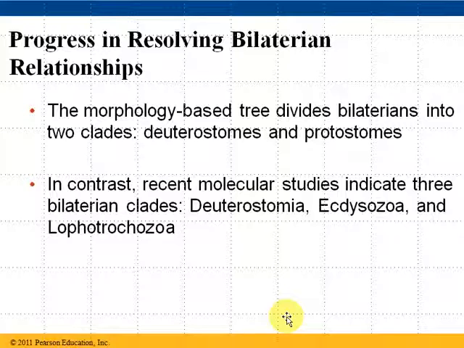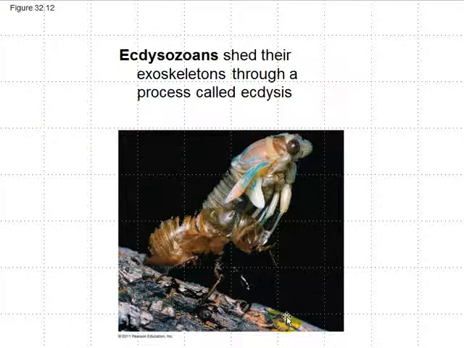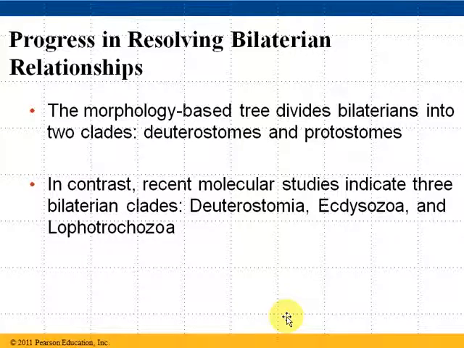If we contrast that, recent molecular data indicates maybe we should divide them into 3 separate clades, and they list off the 3 clades there. So basically we have Deuterostomia, I'm not sure how to say this word. I'll have to check on this. It looks like Ecdysozoa and Lophotrochozoa. Man, I'm not even going to try. I would have to look that one up as well.